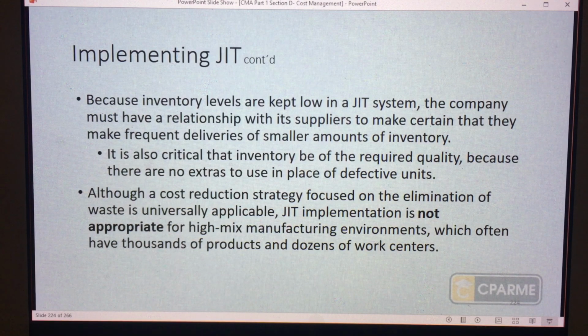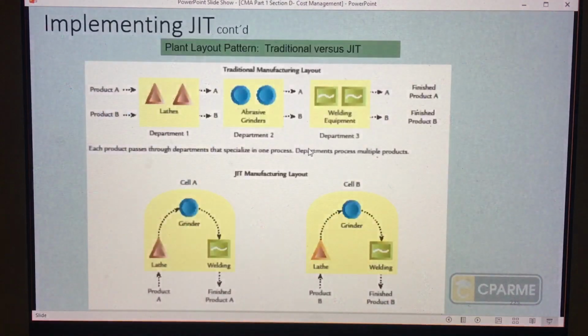Kasi nga, you can have thousands of products and dozens of work centers. So pag hindi mo na-manage well under your JIT, magkakaroon ka ng bottleneck in other work centers. This simply talks about plant layout pattern versus your JIT. Ito yung traditional: product A and product B would go to the three production departments. So department 1, department 2, and department 3 until you arrive at the finished product.